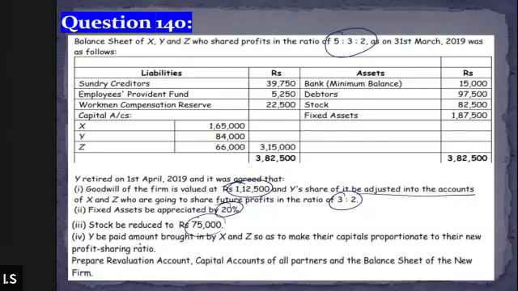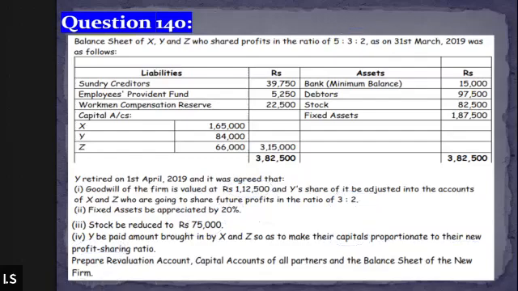Then an amount is to be brought in by X and Z, so as to make their capital proportionate to their new profit sharing ratio. This is the same point that we discussed in the last class. We need to prepare the revaluation account, the capital accounts of all the partners, and the balance sheet of the new firm. I hope the question is pretty much clear to both of you, Ayan and Alexander. Is there anything that you are finding difficult in this question?